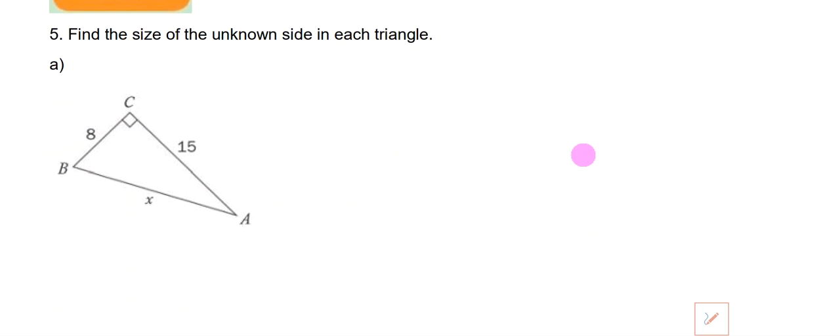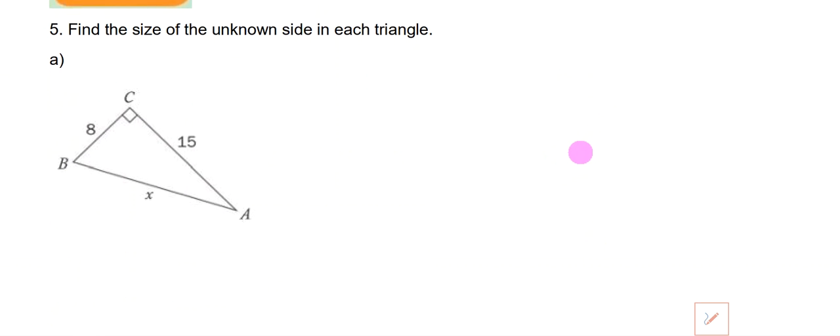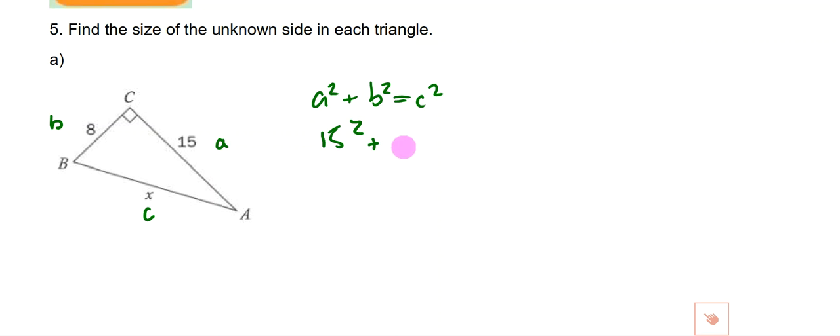Okay, find the size of the unknown sides. This one, unknown side of a triangle, no angles. Yeah, a squared plus b squared is c squared. At least one person just took those numbers and always added. First thing we should do is identify that that's the c, and then we've got a and b. Alright, so 15 squared plus 8 squared equals c squared.